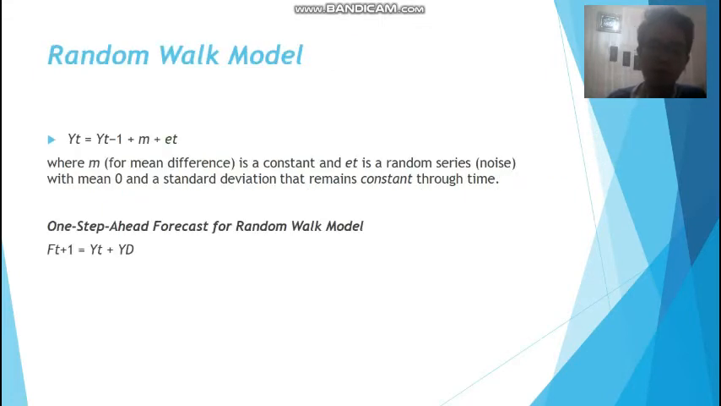That is the formula of the random walk model, where M, the mean difference, is a constant and T is a random series, noise, with mean 0 and a standard deviation that remains constant through time. The other is the formula for the one-step-ahead forecast for the random walk model.